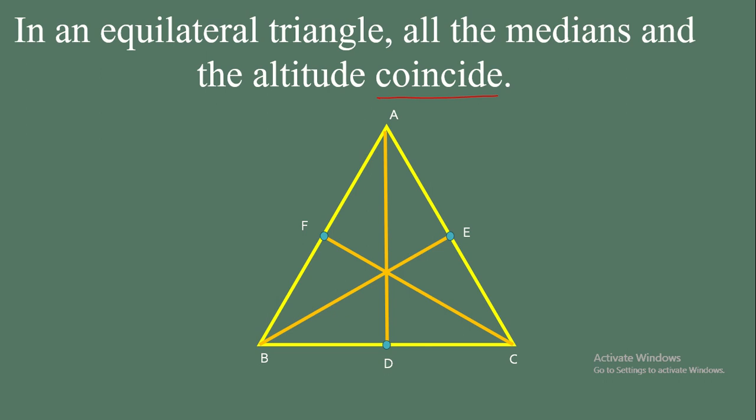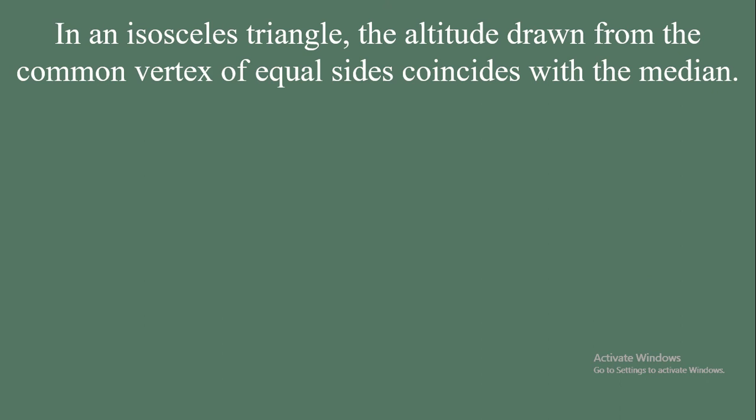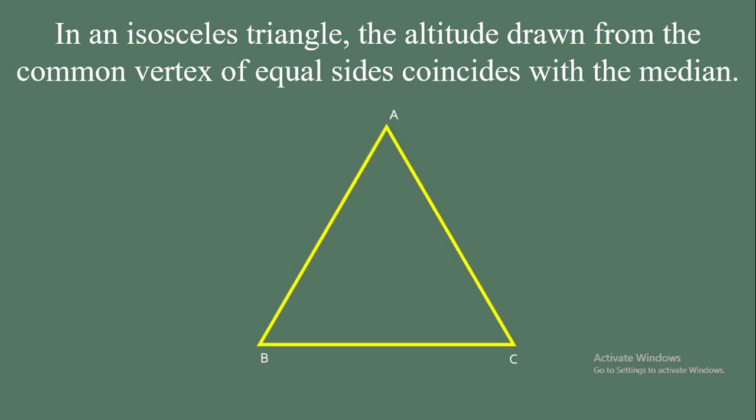But in the case of an equilateral triangle, these medians are altitudes as well. That means this AD is a median as well as an altitude. So in the case of an equilateral triangle, medians and altitudes coincide, and all three medians are altitudes also. Similarly, in the case of an isosceles triangle, the altitude that is drawn from the common vertex of the equal sides coincides with the median.